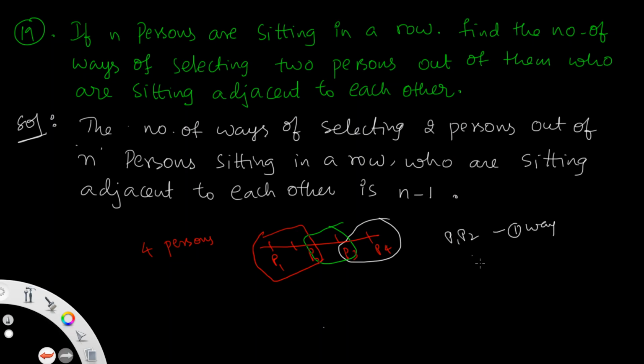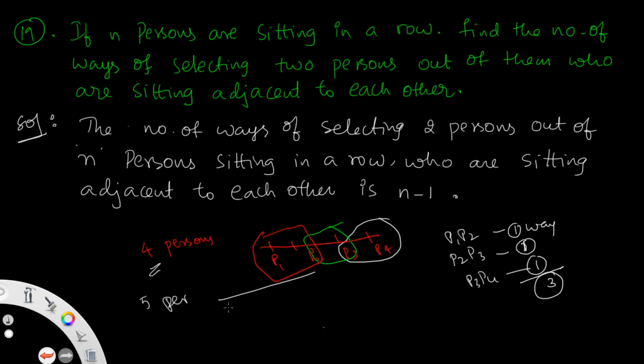Suppose we take P2 and P3. Adjacent means P2 and P3 is one way, and P3 and P4 is another way. If the persons are 4, then you get how many ways totally? 3 ways.